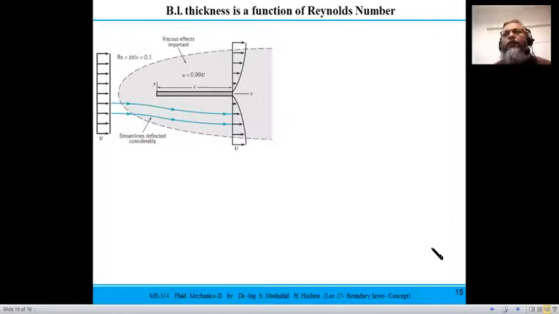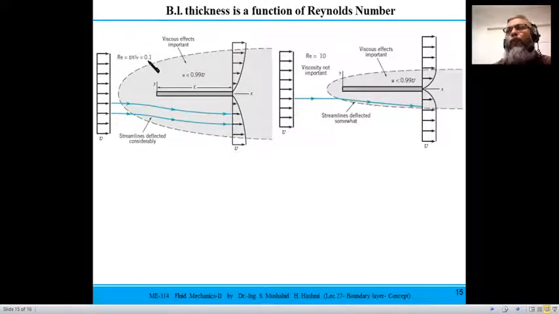Okay, so if you see this flat plate, at a very low Reynolds number, let's say 0.1, there is a region away from the boundary where viscous effects are not dominant, whereas close to the boundary the viscous effects are dominant. That is what happens at a low Reynolds number. If you increase your Reynolds number, let's say from 0.1 to 10, then you see the region in which the viscous effect is dominant has shrunk, and your velocity profile also changes.